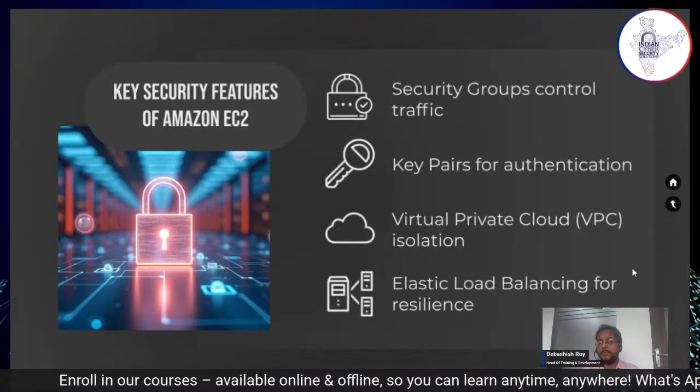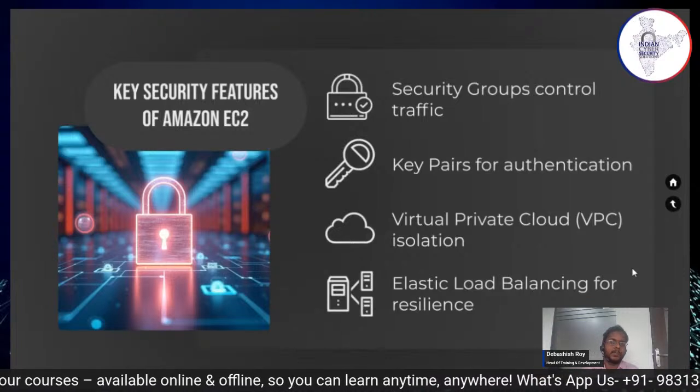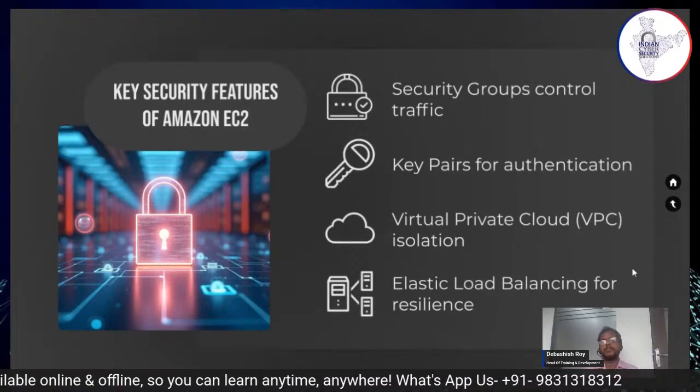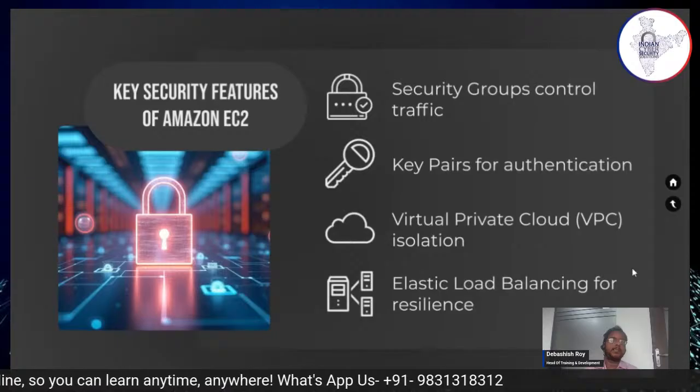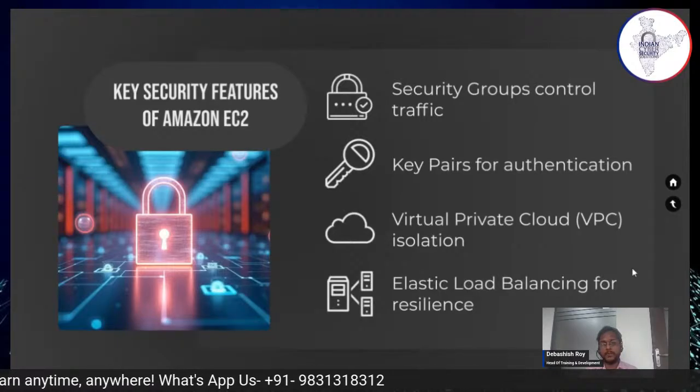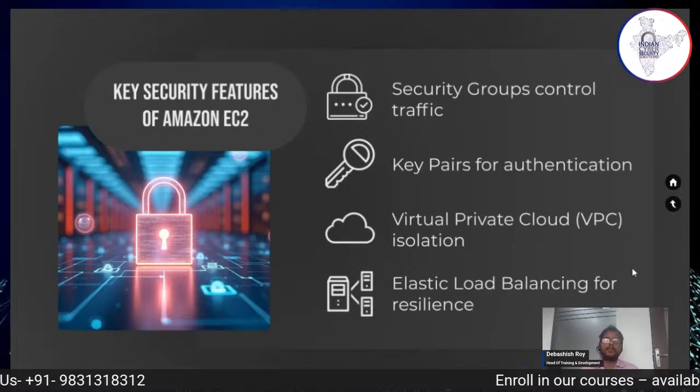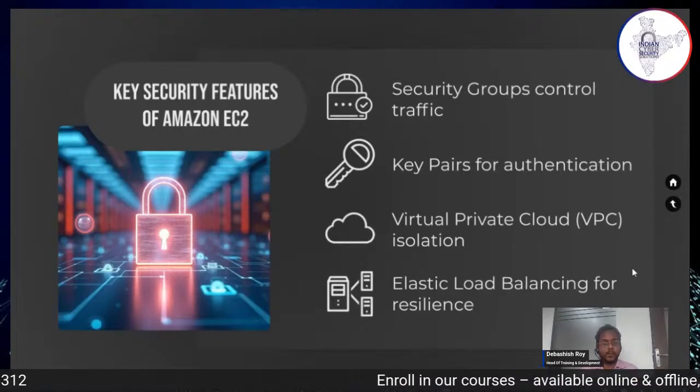Then there are key pairs for authentication. So there are two keys. One is the public key, which is for sending data, that is encrypting, and the private key for decrypting. Actually we use the private key to connect to the EC2 instance, so that is very important.